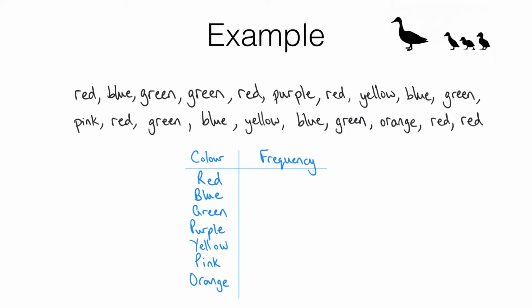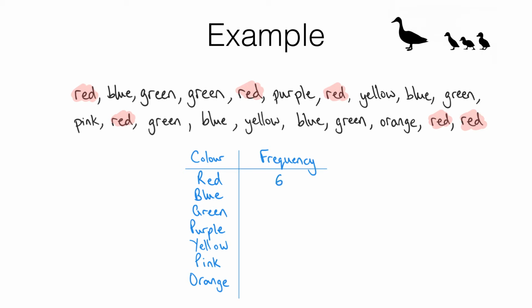All I need to do now to finish the table is write down how many people said each of these colours. That's what frequency means. It just means how many. So for red, how many people said red? Well, there were 1, 2, 3, 4, 5, 6 people that said red. So the frequency for red is 6.